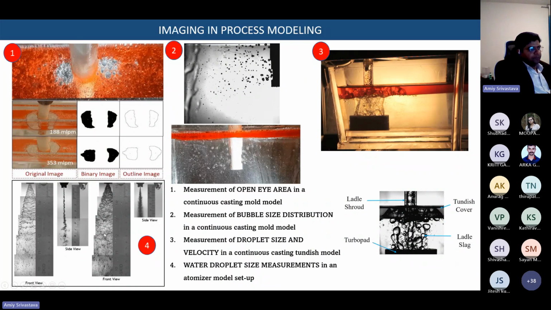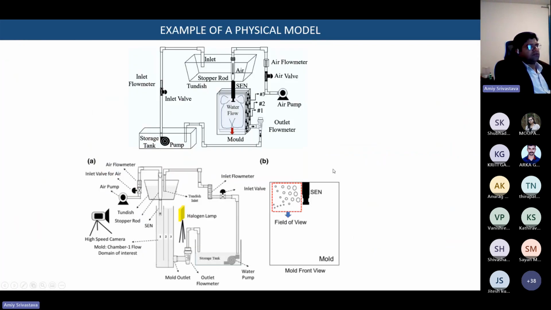So you can identify the size of the droplets, like these water droplets, and then you can measure the droplet size distribution, change the flow rates, and change the design of the nozzle, and achieve the required droplet size distribution. So this is also required. And from this diagram, you can see how we can measure the size of the ladle slag droplet over here. Okay, let's move on to the next.